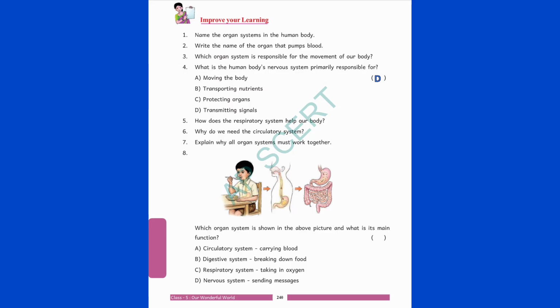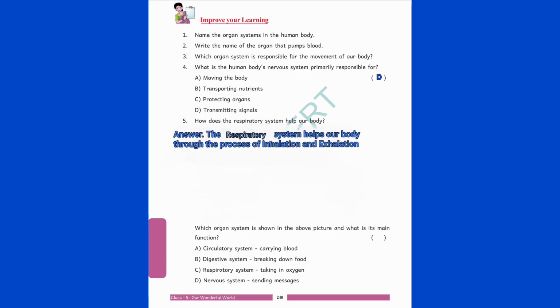4. What is the human body's nervous system primarily responsible for? A. Moving the body. B. Transporting nutrients. C. Protecting organs. D. Transmitting signals. Answer: D. Transmitting signals. 5. How does the respiratory system help our body? Answer: the respiratory system helps our body through the process of inhalation and exhalation.